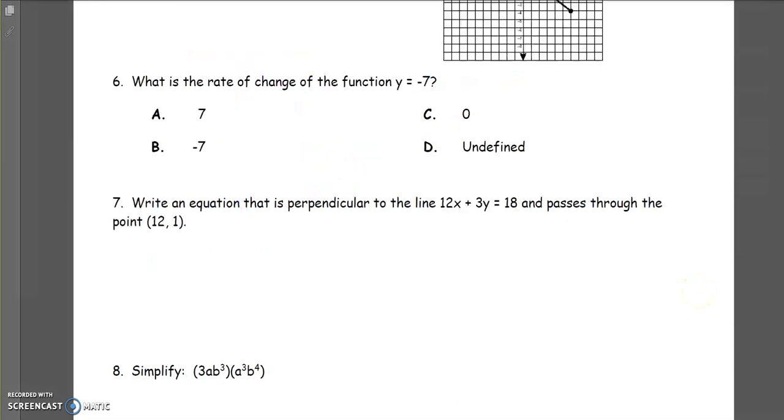Number 6 is asking, what is the rate of change of the function y equals -7? Okay, well, rate of change, remember, that just means the slope. And so if we're not sure what this equation looks like graphed, let's pull up our calculator and put it in there and see what it looks like.